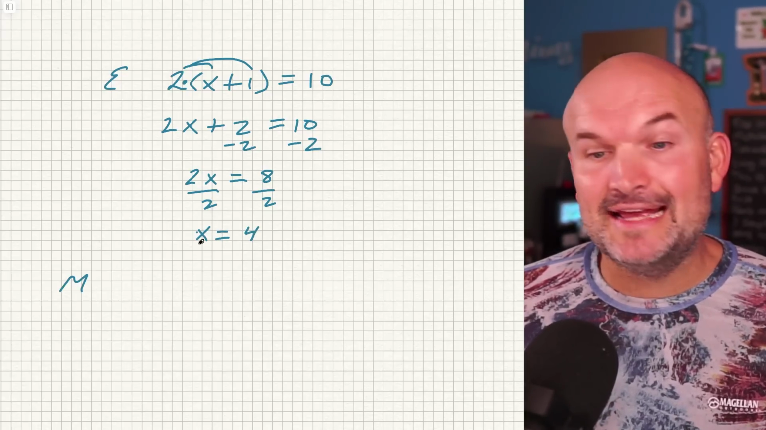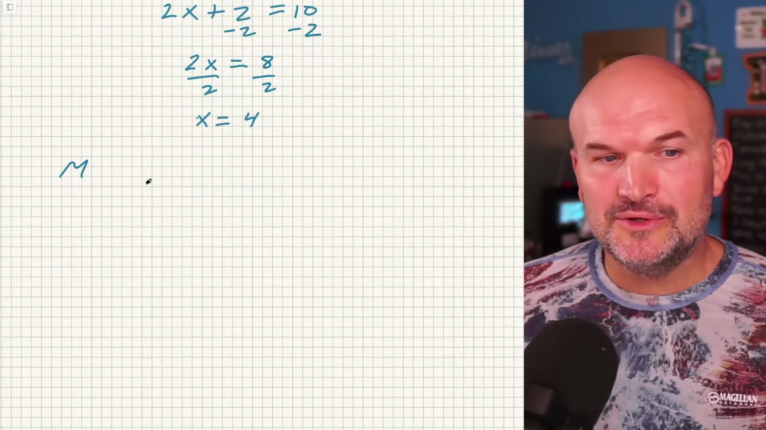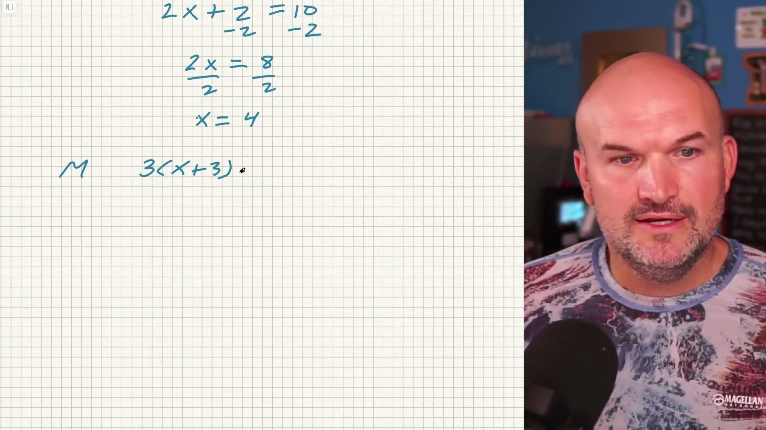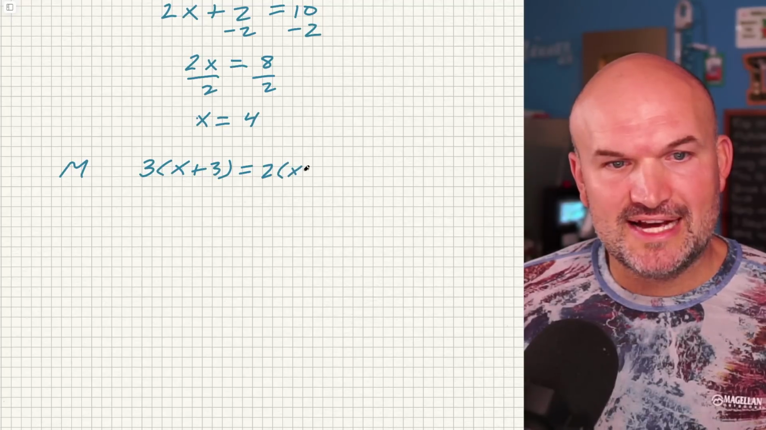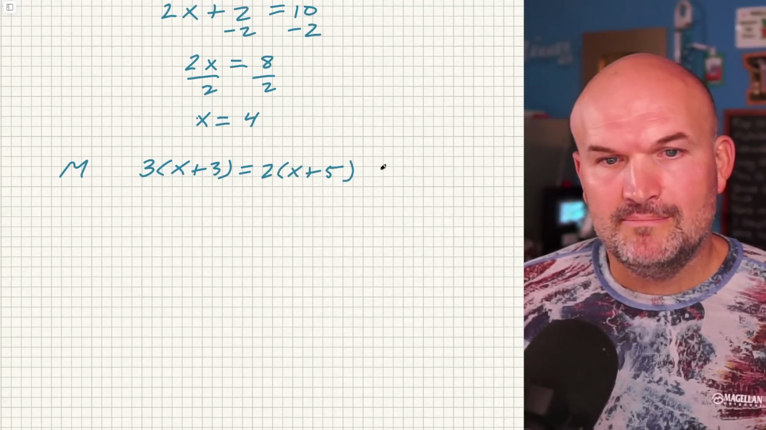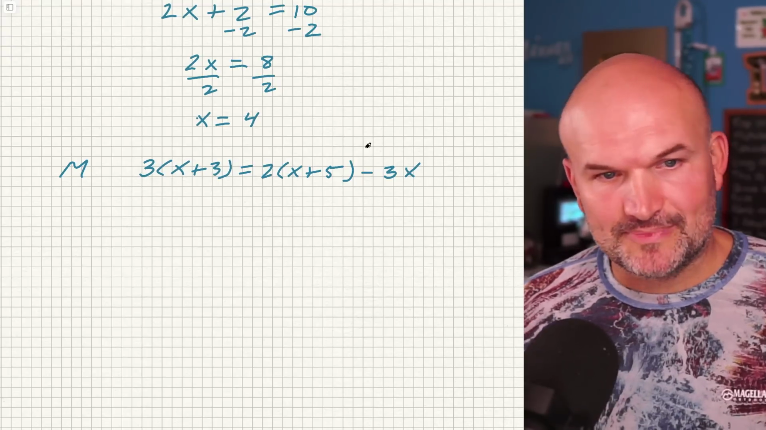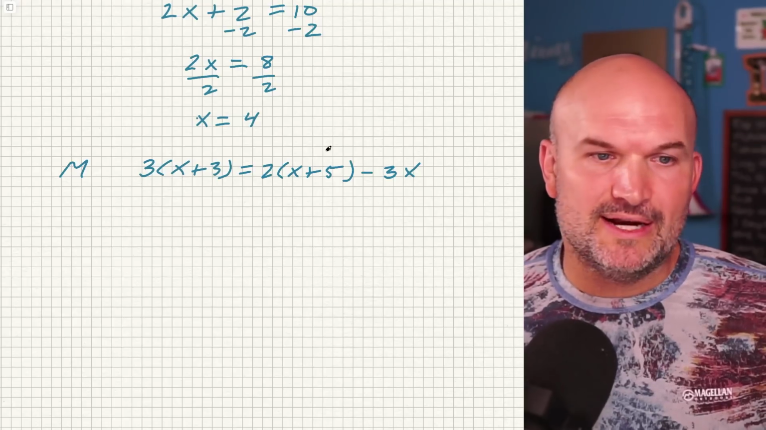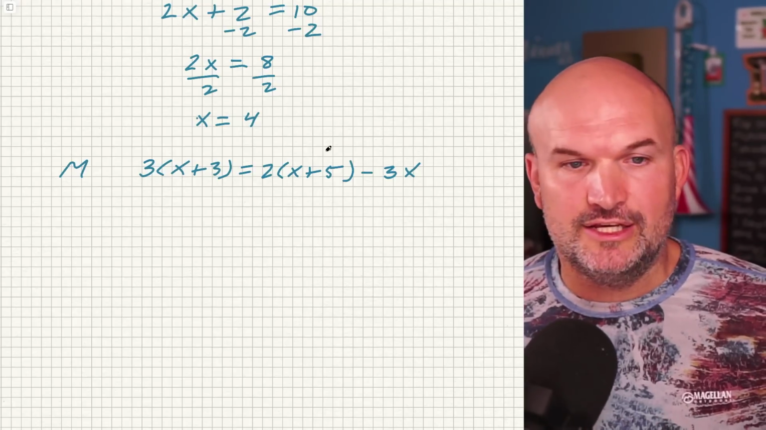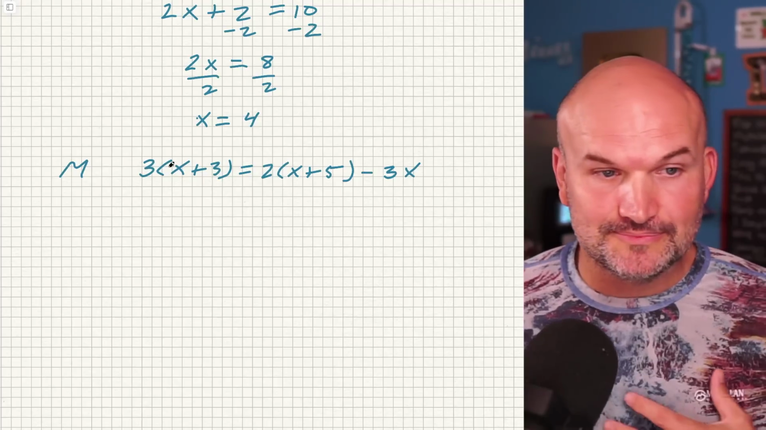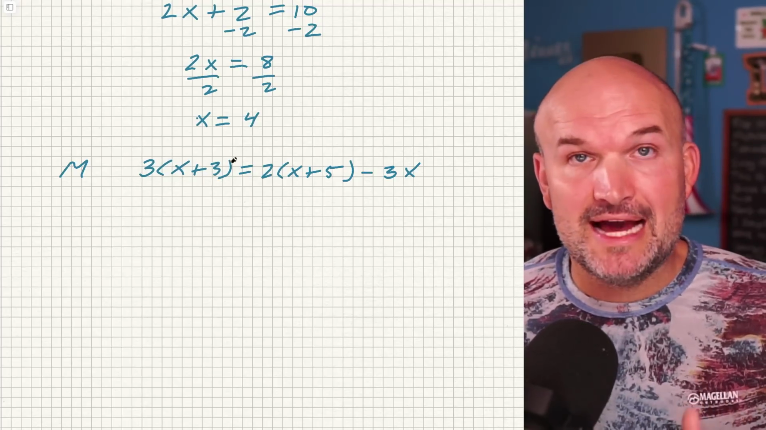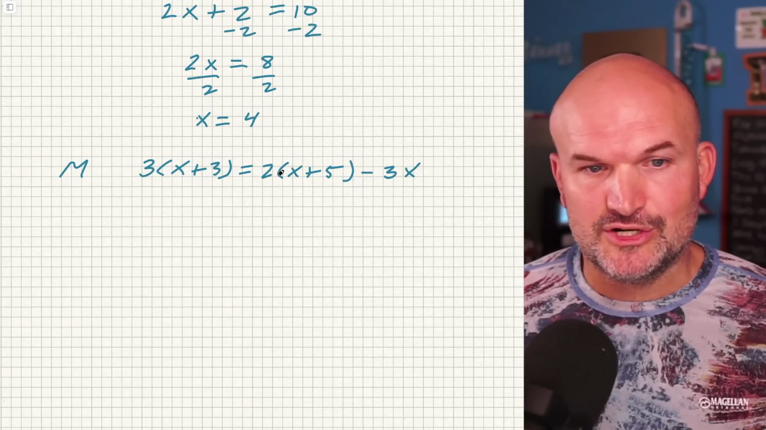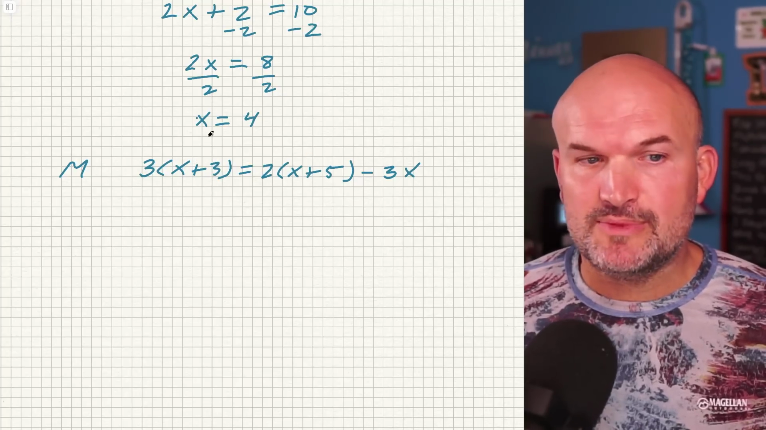Now let's take a look at a medium example, something that's going to include a little bit more parentheses. In this case, I'll have 3 times (x plus 3) is equal to 2 times (x plus 5) minus 3x. A lot of times students will get confused once we start seeing multiple parentheses. But the cool thing is they're on different sides of the equation, so we can apply the multiplication at the same time in the same step. So I see here 3 is being multiplied by this expression, and 2 is being multiplied by this expression, okay?